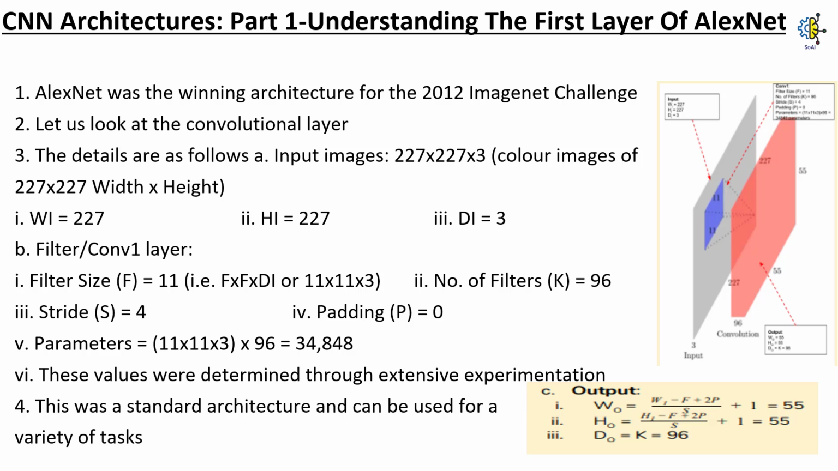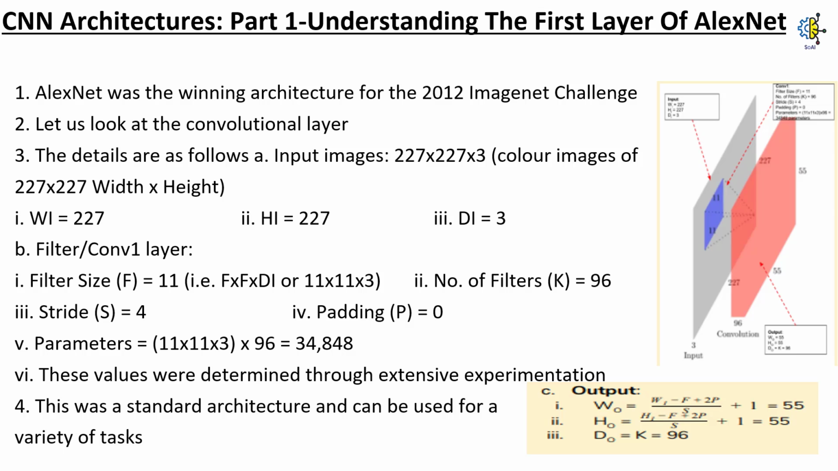Understanding the first layer of AlexNet. AlexNet was the winning architecture for the 2012 ImageNet Challenge. Let us look at the convolutional layer. The details are as follows. Input images: color images of 227 by 227, width by height. Wi is equal to 227, hi is equal to 227 and di is 3. Filter size f is 11, number of filters k is 96, stride s is 4 and padding p is 0.